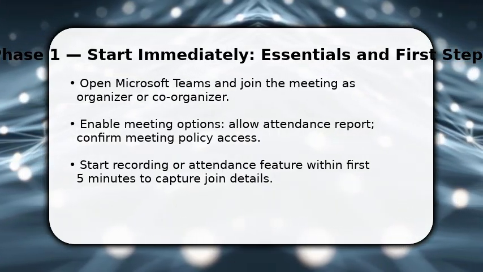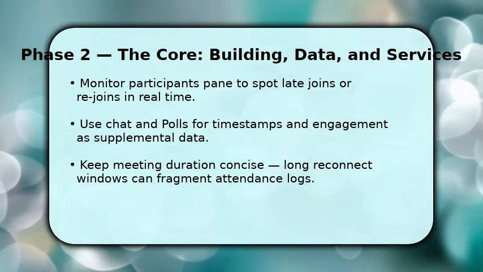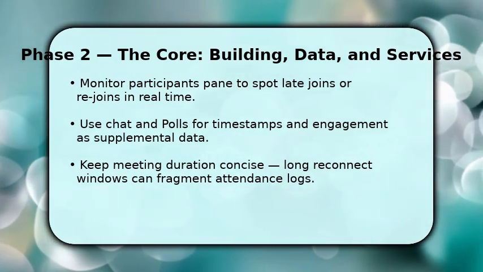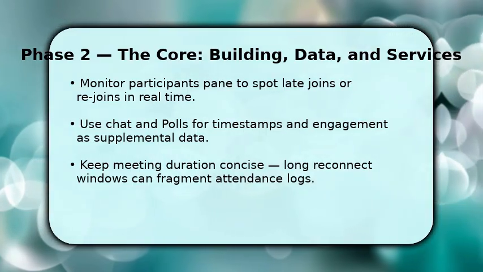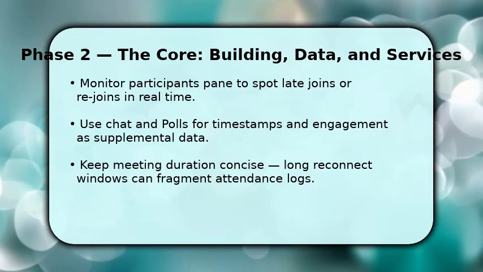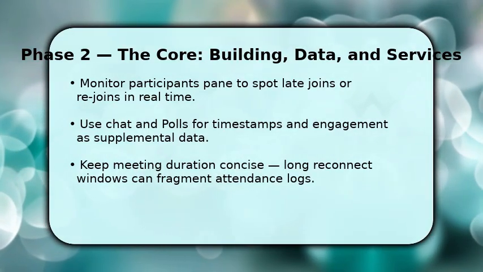Once the meeting is live, keep an eye on the participants pane. You can see who joins or reconnects. Use chat messages or a quick poll to create time-stamped engagement markers. These act as backup evidence if logs fragment. If you need manual verification, ask attendees to post a short message when they arrive.